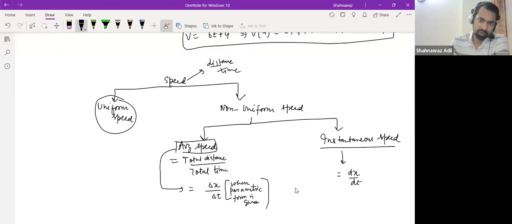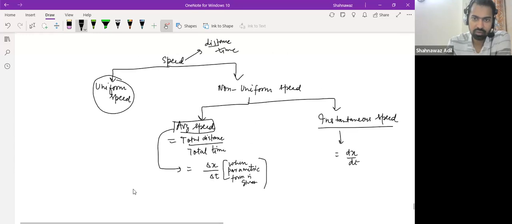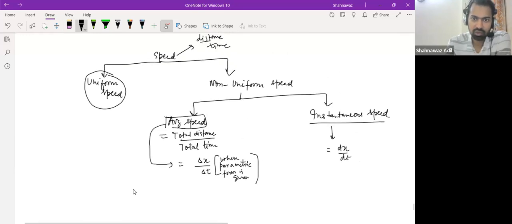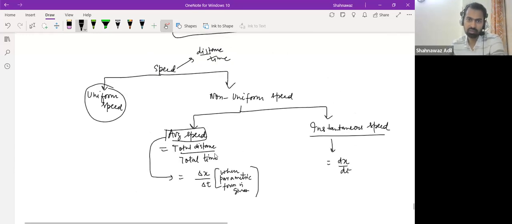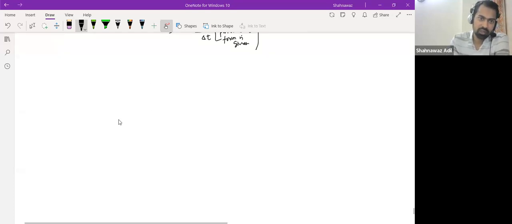Okay. So now we have the next topic, which is the velocity, right? So do you guys want to note down this part? This we have done already, so no need to. Okay.